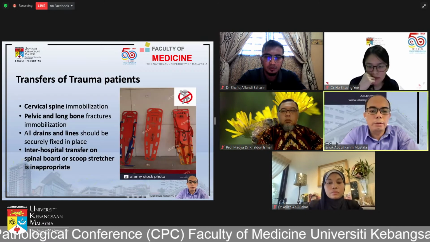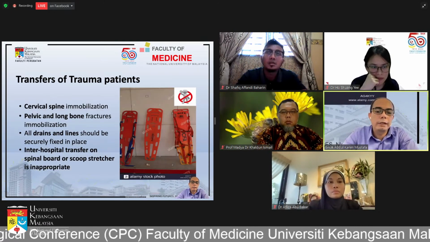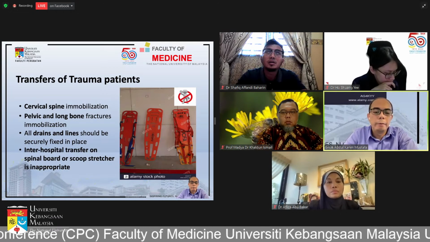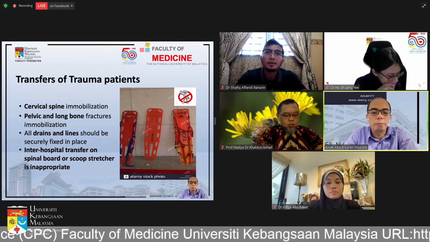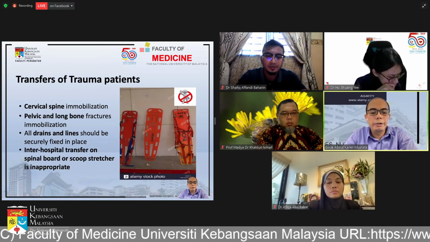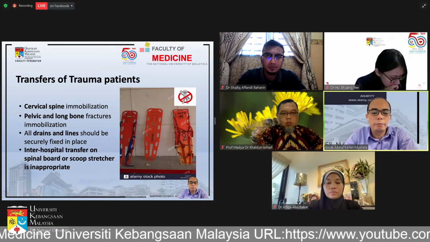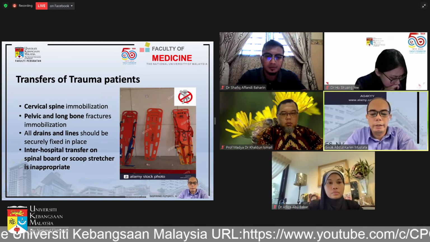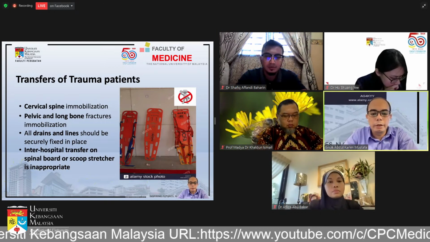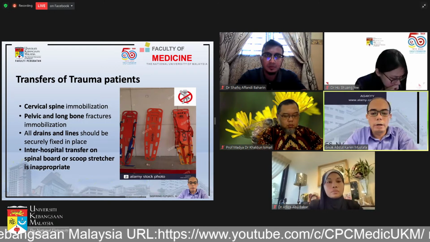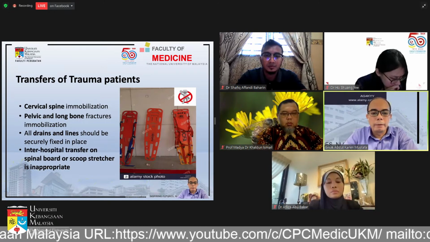So for the transfer of this patient, cervical spine immobilization must be in situ, and the cervical spine, pelvic and long bone fractures must be immobilized. All the drain lines should be strictly fixed before we transfer. Inter-hospital transfer on a spinal board or stretcher is inappropriate because the patient can get sores during transporting, especially when it takes many hours to transfer the patient.